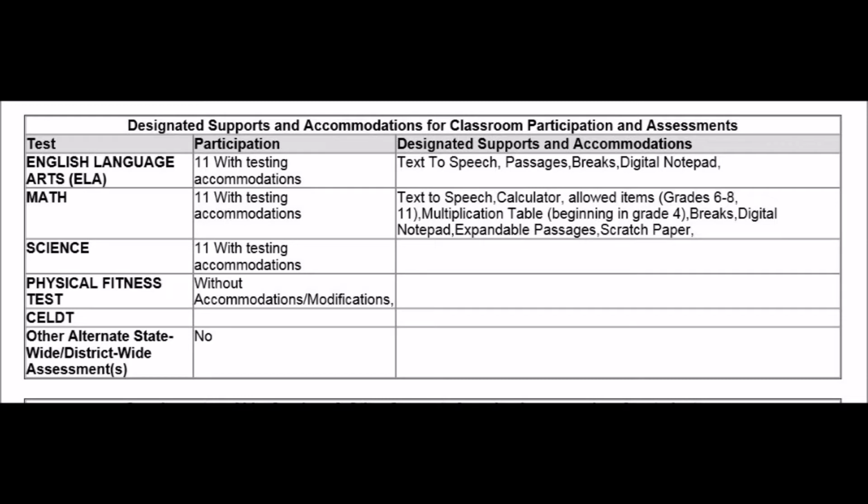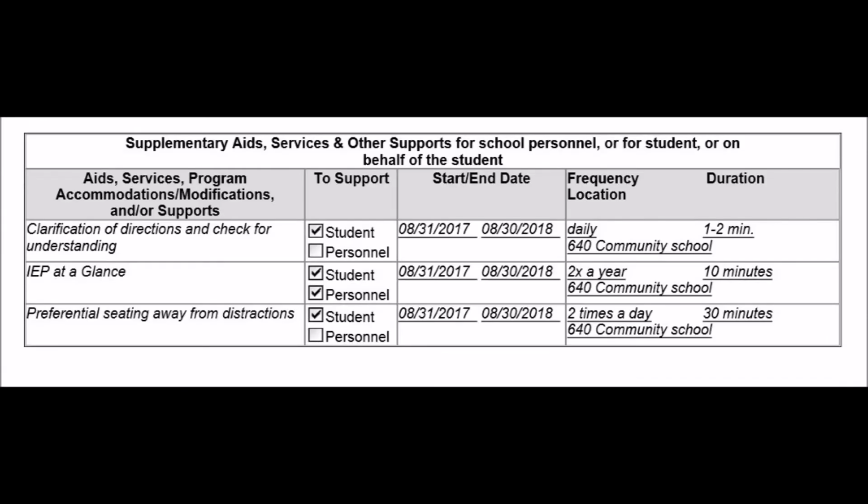A student with disabilities may need accommodations on state and district-wide assessments. These can also be located on the IEP at a glance. Supplementary aids and services are also listed on this form. As you can see, Jane is to receive clarification of assignments, and staff should also check for understanding to support Jane.